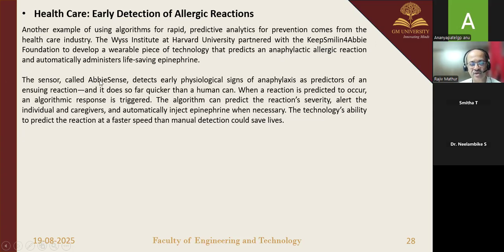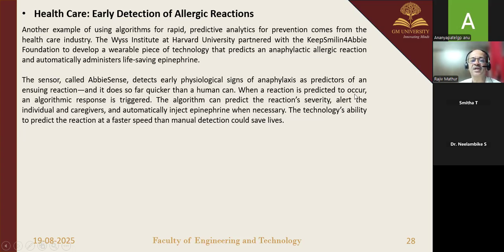If such kinds of allergic reactions are likely to happen, you can use predictive model techniques to avoid such situations. The sensor called ABSense detects early physiological signs of anaphylaxis as predictors of an ensuing reaction, and it does so far quicker than a human can. So it's very quick and you are better prepared.